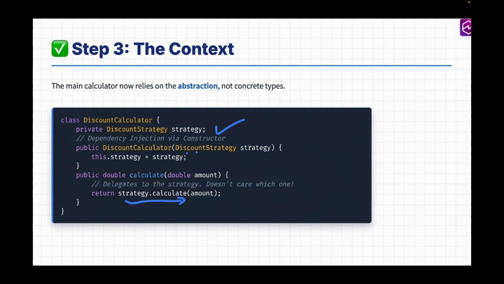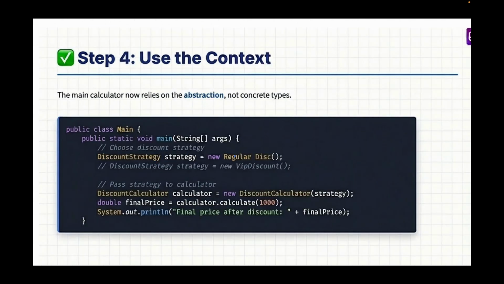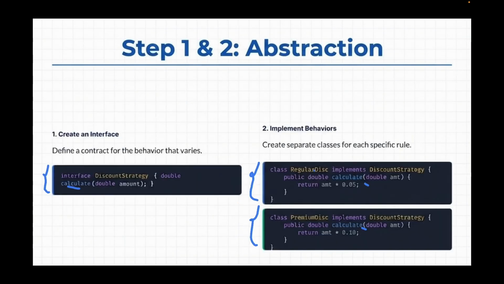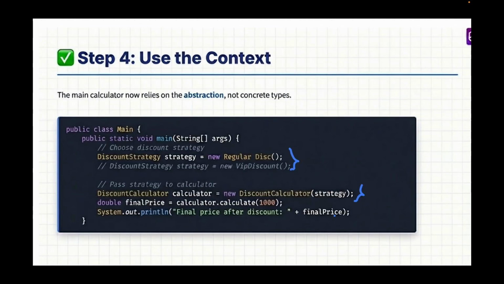Now let's see how this helps. If we want to apply a regular discount, we create an object of regular discount and pass it to discount calculator. If we want to apply a premium discount, we create an object of premium discount and pass it instead. Now, why are we able to pass the object of regular discount or premium discount to discount calculator? Because regular discount and premium discount are nothing but implementations of discount strategy. So from the discount calculator's point of view, they are the same type, which is discount strategy.